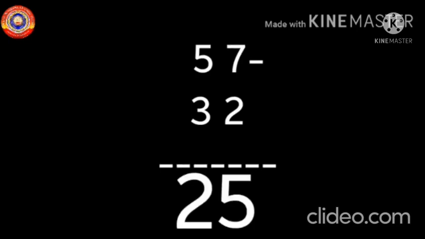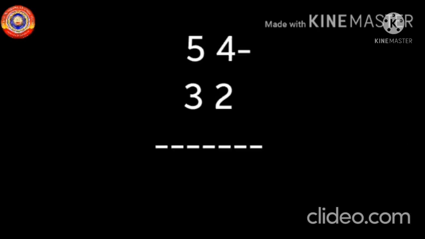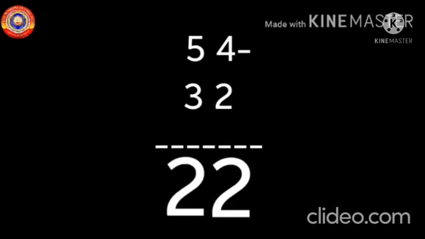Second one, 57 minus 32. 7 minus 2, 5. 5 minus 3, 2. Answer is 25. Third one, 54 minus 32. 4 minus 2, 2. 5 minus 3, 2. Answer is 22. Last one, all the children ate eggs. So, 55 minus 55. That is 0.